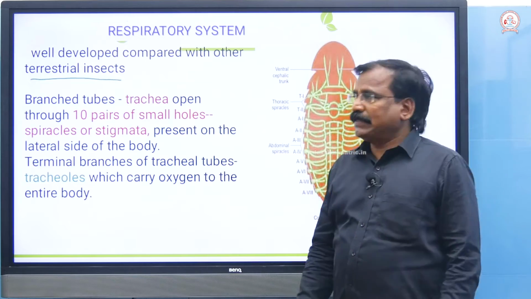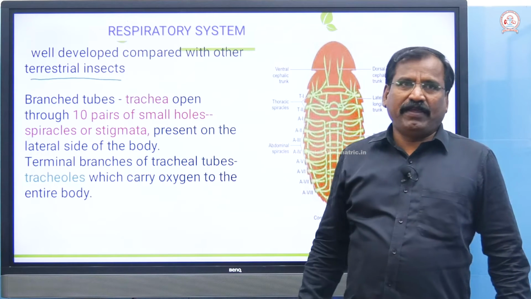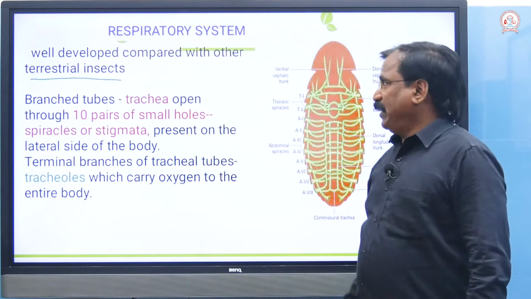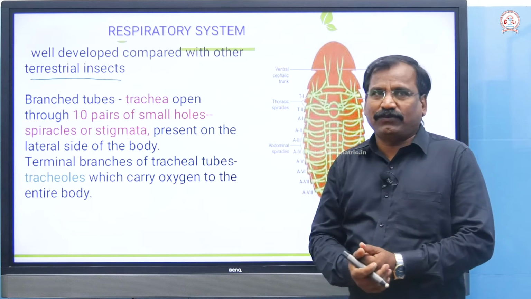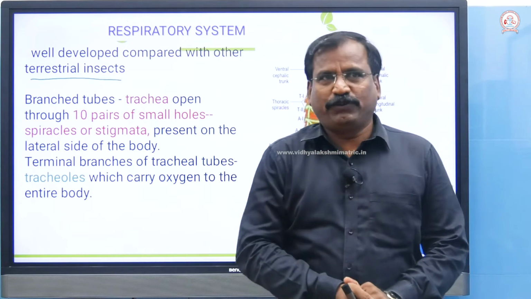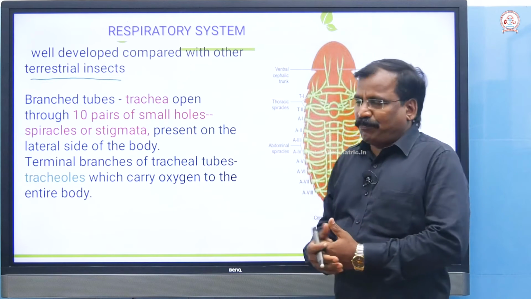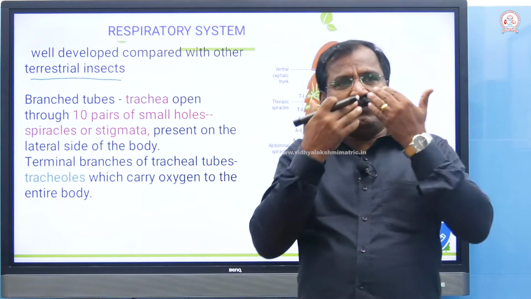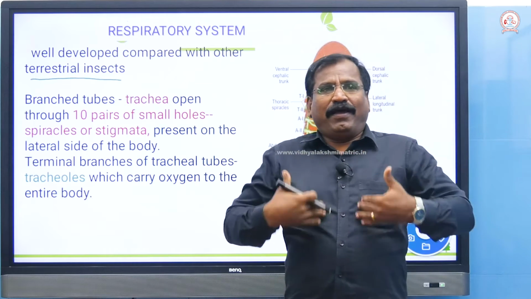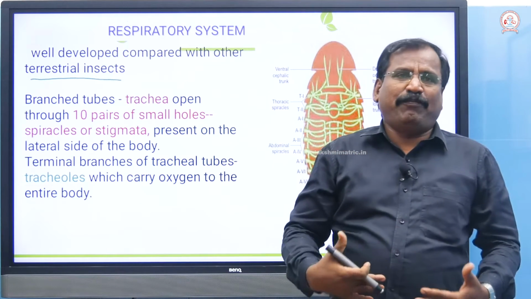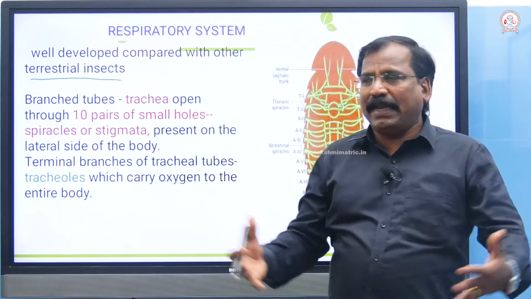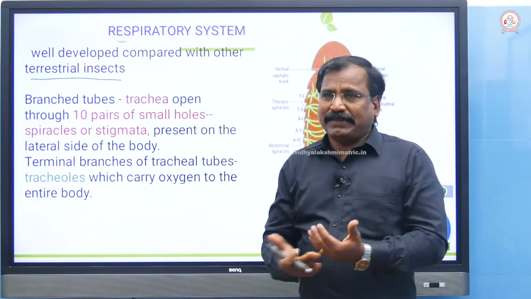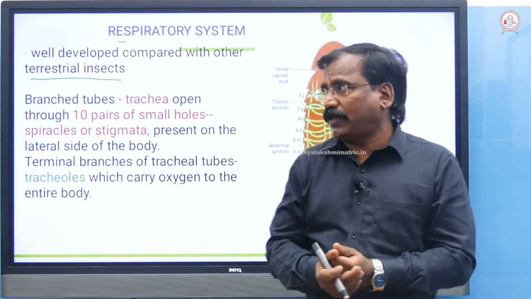Welcome back. In this class, we are going to discuss the respiratory system of the cockroach. You know the respiratory system in human beings: the nostrils and the respiratory passage, namely trachea, bronchus, bronchiole and lungs. But here it is not that well developed, but there is a system.